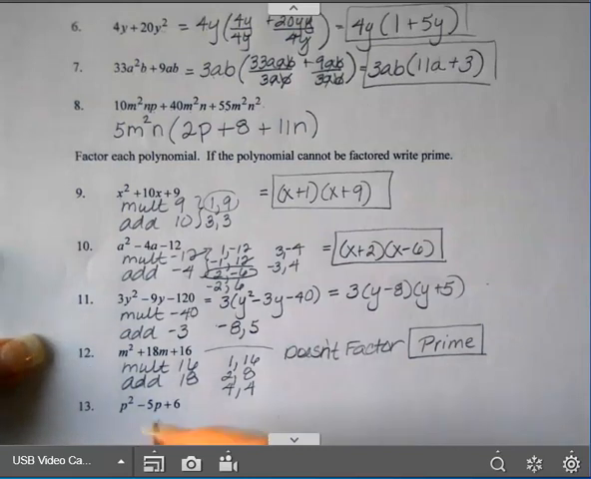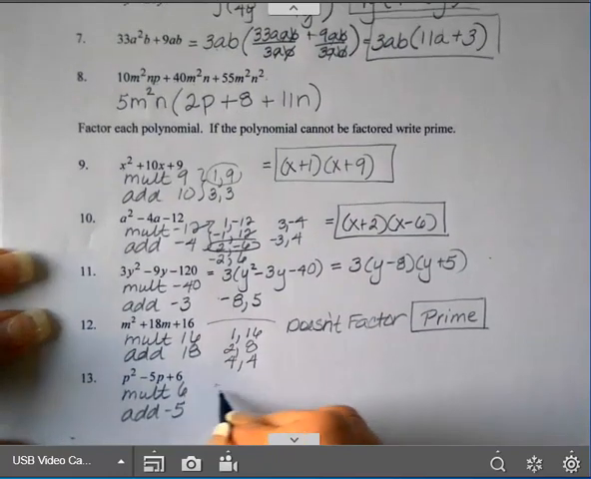Last example, it needs to have a product, or multiply, to 6, and it needs to have a sum, or add, to negative 5. If you can come up with the numbers, that's great. So I know that they either are both positive or both negative. I think I'll go ahead and write them.